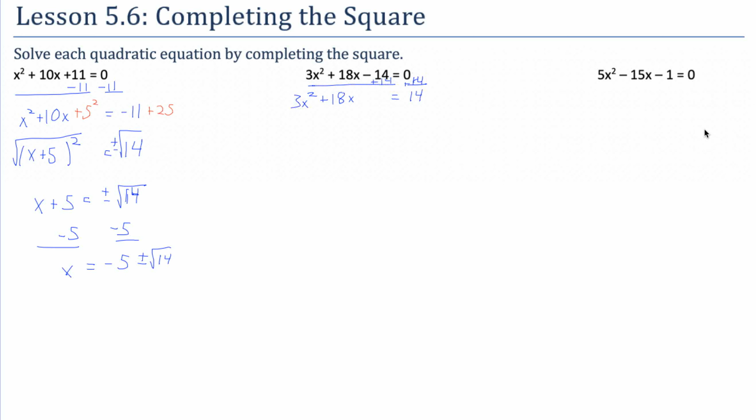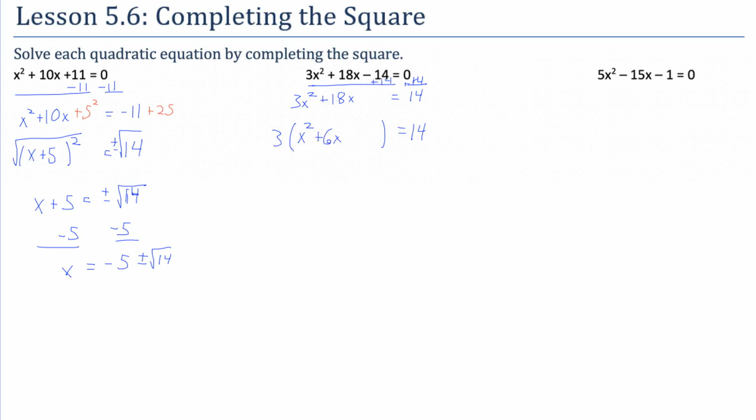Well, how do we do that? What we're going to do is factor this 3 out of these two terms. So factor 3 out, we get x squared. An easy way to remember factoring is you're just dividing each of these terms by 3. So 18, factored out of 3, you get 6. Over here we still have 14.